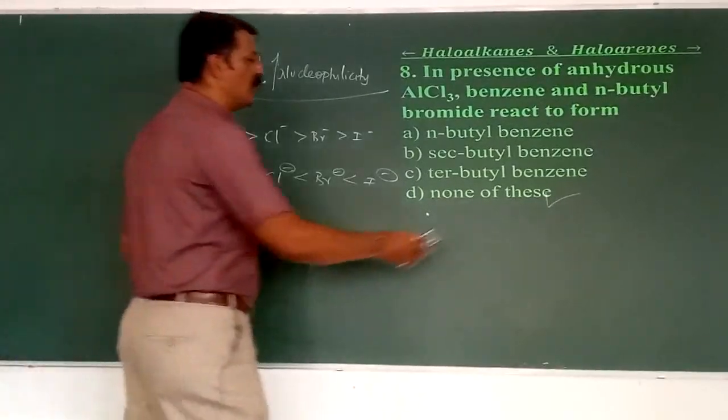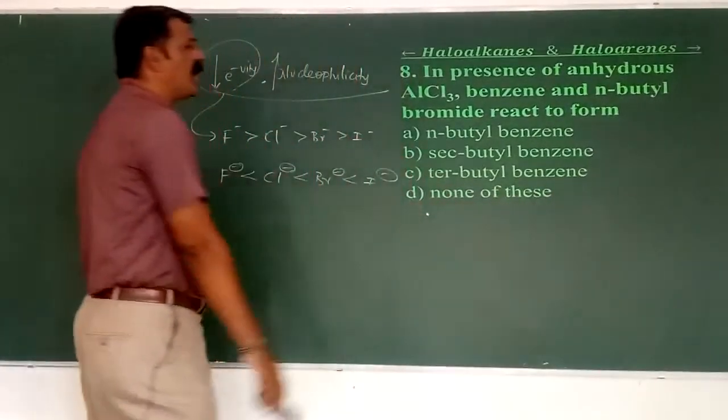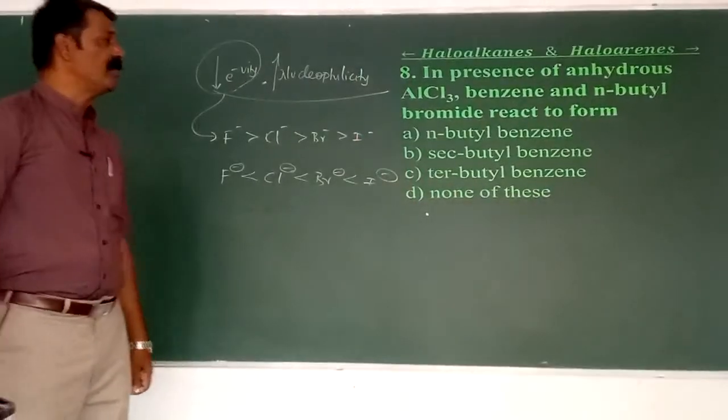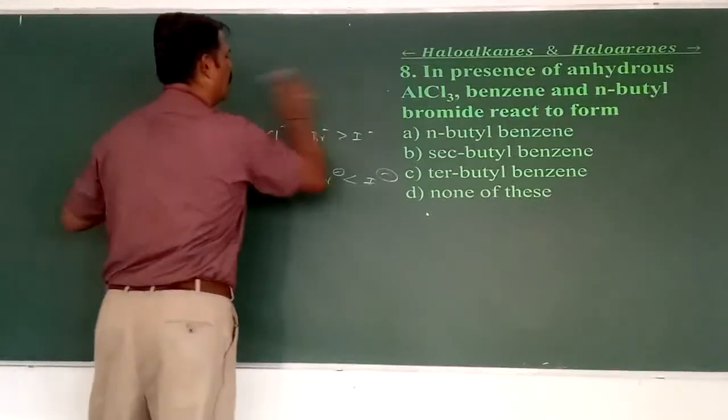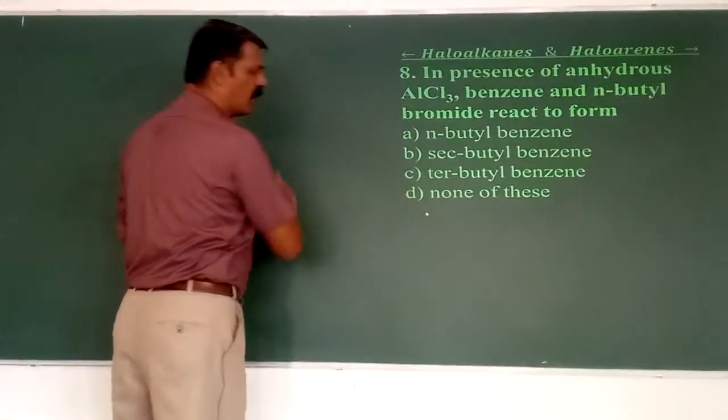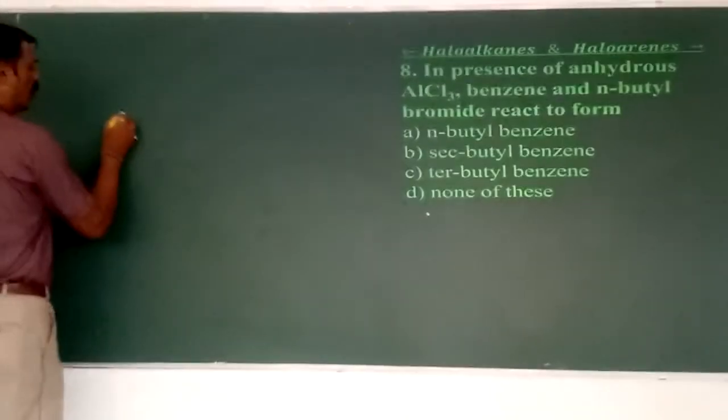In presence of anhydrous aluminum chloride, benzene and N-butyl bromide react to form what? So here one thing you should be very clear first. When benzene, I don't want to write the structure for that.